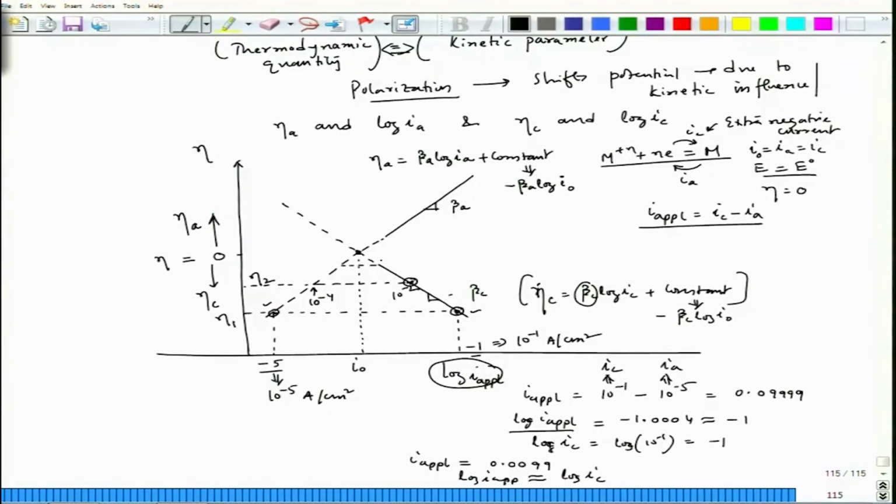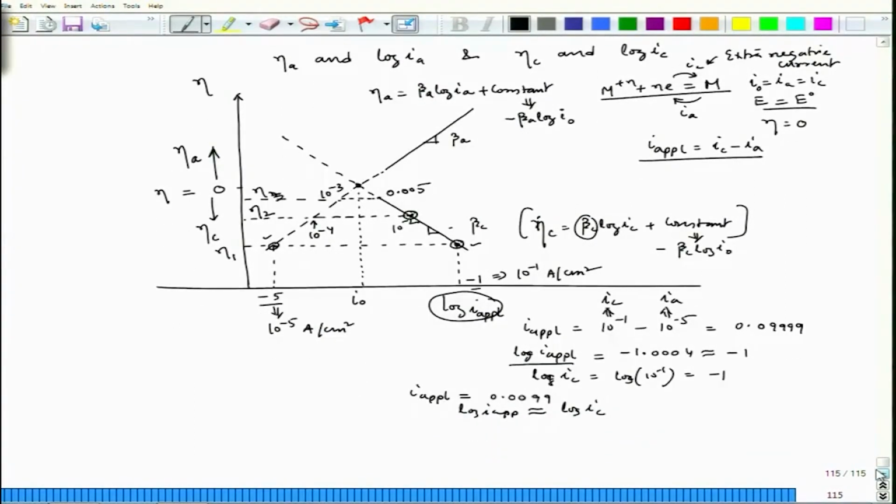But if I go much lower over voltage, let us say this is eta 3, that time this value is let us say 10 to the power minus 3, and this point is 0.005, then I will not be able to see that log I applied is equal to log IC, because in this case I applied equal to IC minus IA equal to 0.005 minus 0.001. So, then it becomes 0.004.